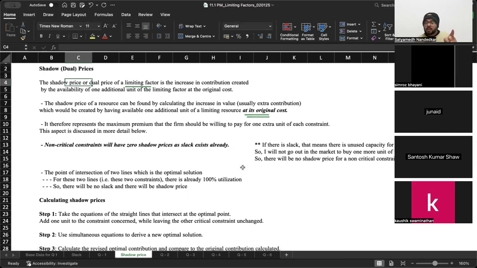And जो resource में slack होगा, वो resource में shadow price नहीं होगा. Why? Because shadow price is the additional contribution received when you get one more unit of the limiting factor. But if there is a slack, that means that resource is not fully utilized. So the concept of shadow price will not apply to that resource which has a slack. Shadow price applies only to those cases where both the resources are fully utilized. उसमें you will be able to calculate shadow price.